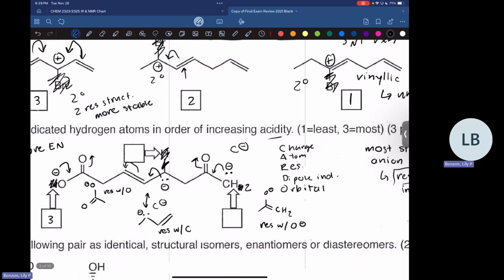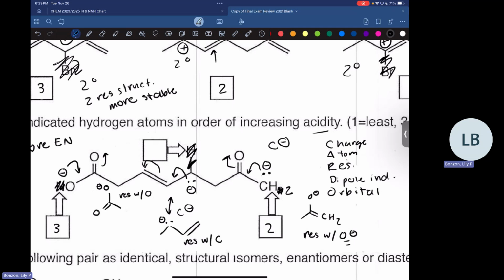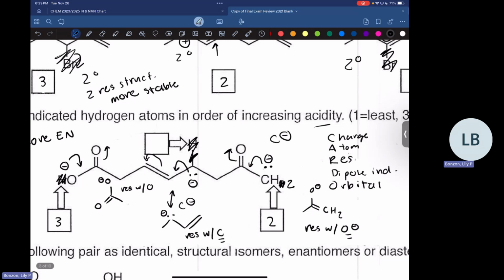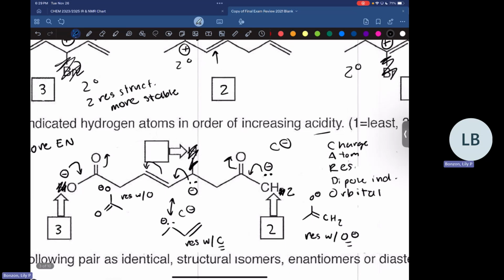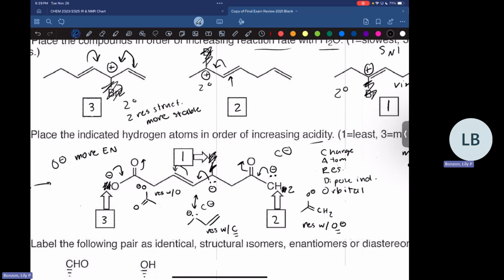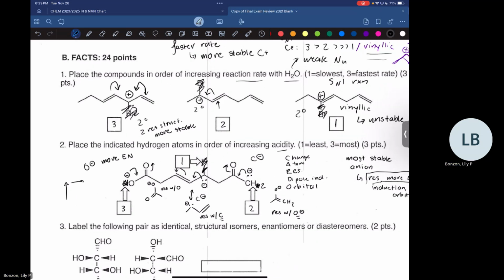Between the middle and the group on the right, the group on the far right of the structure is going to be our next most acidic, because our negative charge is on a carbon, but we can resonate with an oxygen, whereas the C minus in the middle, we can only resonate with another carbon. So the group on the right has a better resonance structure because that negative charge ends up on a more electronegative atom, whereas in the middle, it just ends up on another carbon. So the one in the middle would be our least acidic hydrogen. Questions on this one?